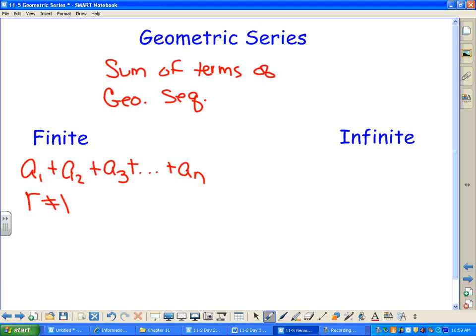What would happen if r were 1? What would happen when you went from term to term? If your first term was a sub 1 and your ratio was 1, what would term 2 be? A sub 1 again. And then what would your next term be? A sub 1 again. And then a sub 1 again. Would it be very interesting? No, it would just be a sequence made up of the same number over and over again, right? Okay, so that's why we say that r cannot be 1.